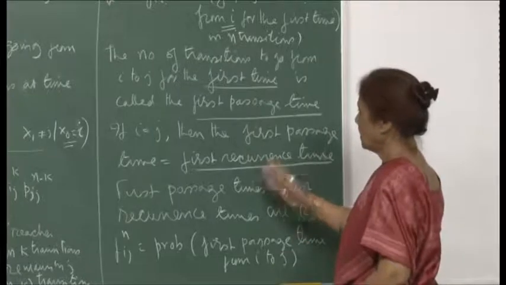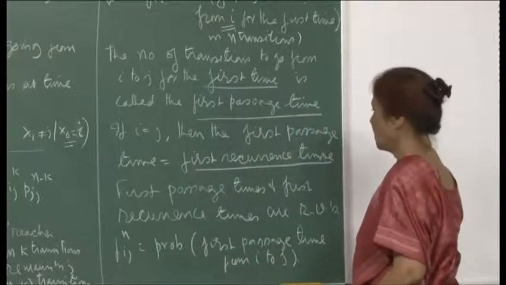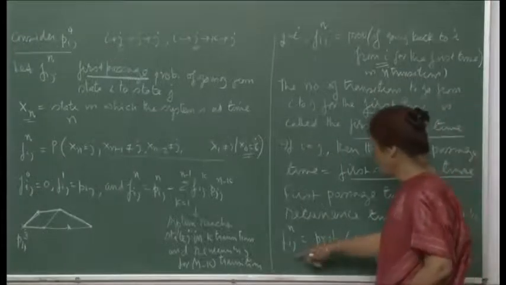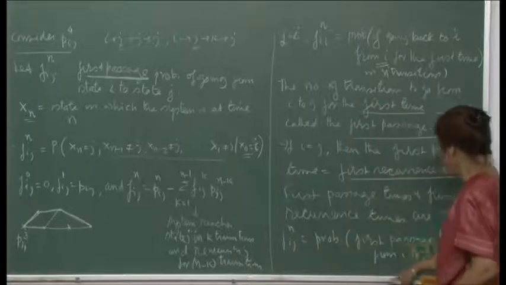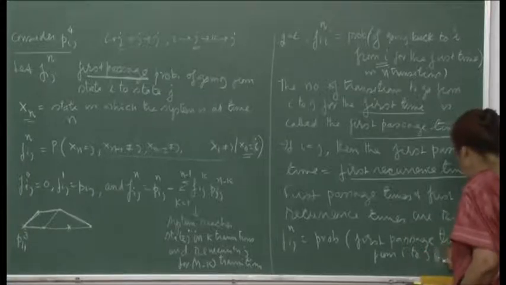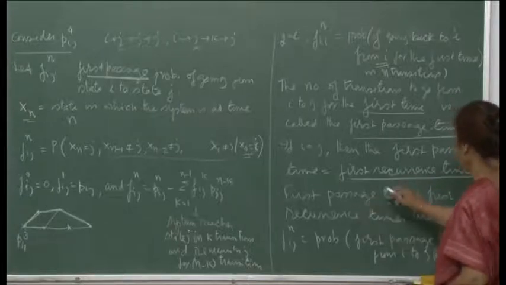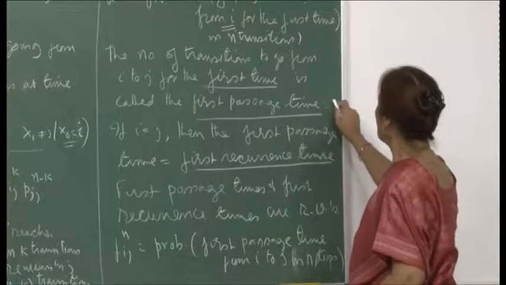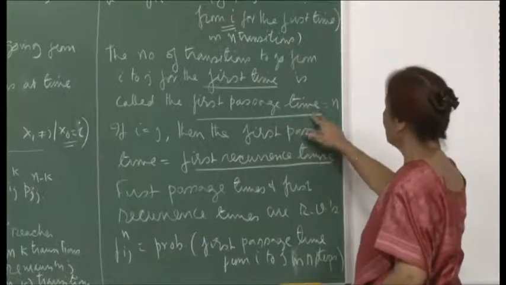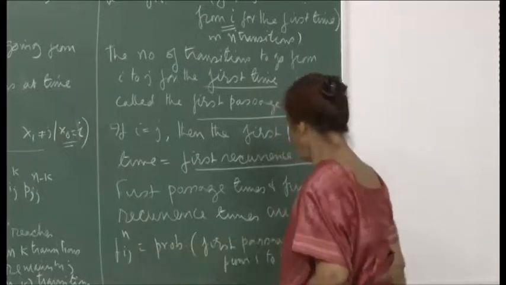So, when you want to come back to the same state, starting from a particular state, you want to come back to it for the first time, that will be your first recurrence time. So, first passage times and first recurrence times are random variables. And therefore, you can redefine f i j n as the probability of the first passage time from i to j in n steps. So, f i j n is the probability of the first passage time equal to n, right. This is how we will define it.